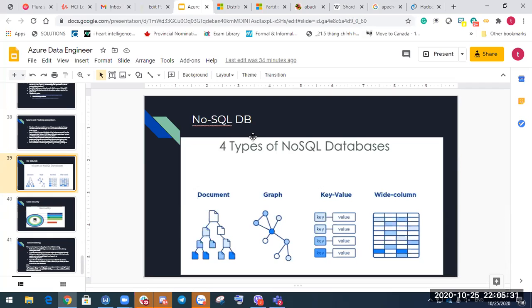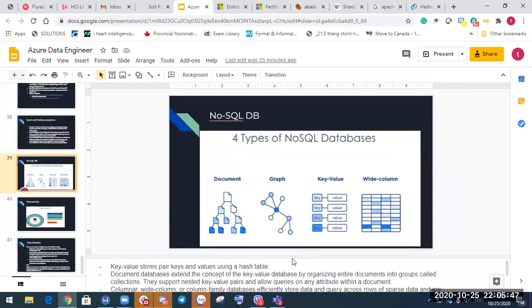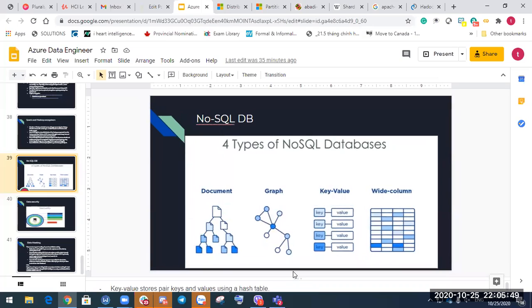Hang on, I need to switch to my other computer to the same slide. Sorry, yes, we are on the same slide.